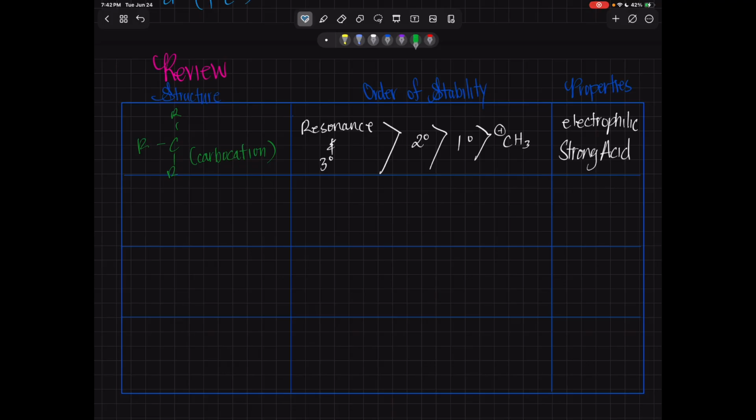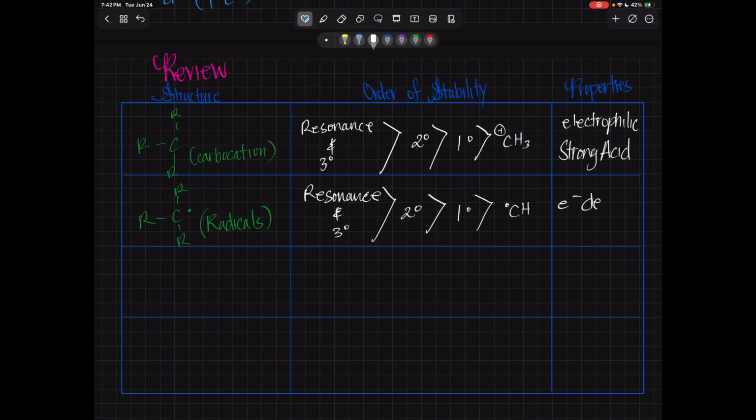Next, we have radicals. Their stability is the same as carbocations. So we have resonance and tertiary. We have secondary, primary, and you have a methyl radical. These are electron deficient.